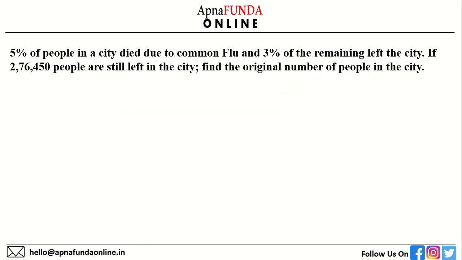Next question, 5% of people in a city died due to a common flu and 3% of the remaining left the city. If 2,76,450 people are still left in the city, find the original number of people in the city. This is a little complicated calculation question. You will need to solve every step to arrive at the answer.